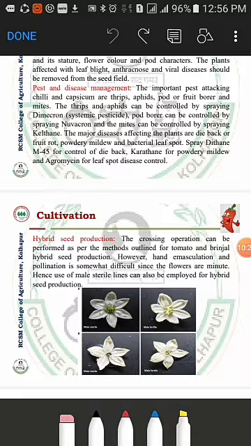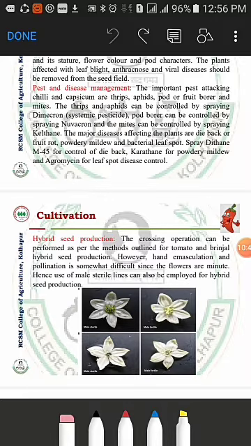Accordingly, the plants have nectars that are attractive to insects. These nectars are placed below the corolla, and the insects are attracted to them. So the crossing operations can be performed as per the method we have already discussed in the tomato and brinjal crop.